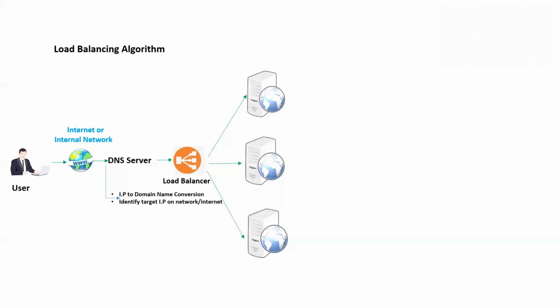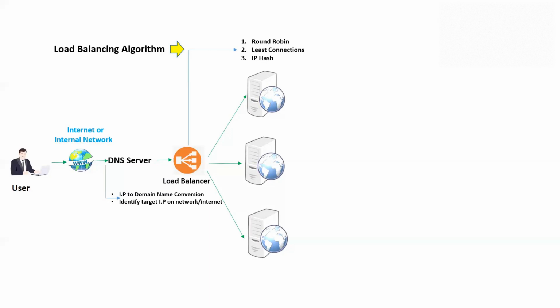But when we talk about the load balancing algorithm at the load balancer level, how does it load balance the requests to the backend web servers? There are certain algorithms. Three algorithms are there when we talk about Oracle OCI, but mostly these algorithms are the same for other load balancers as well. One is round robin, second is least connections, and third is IP hash.